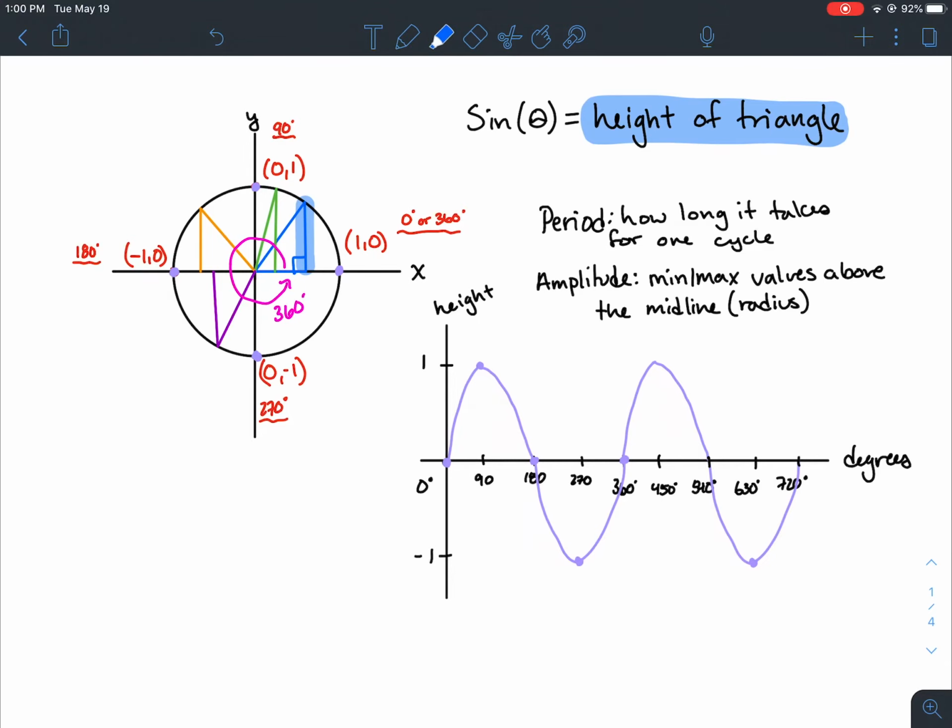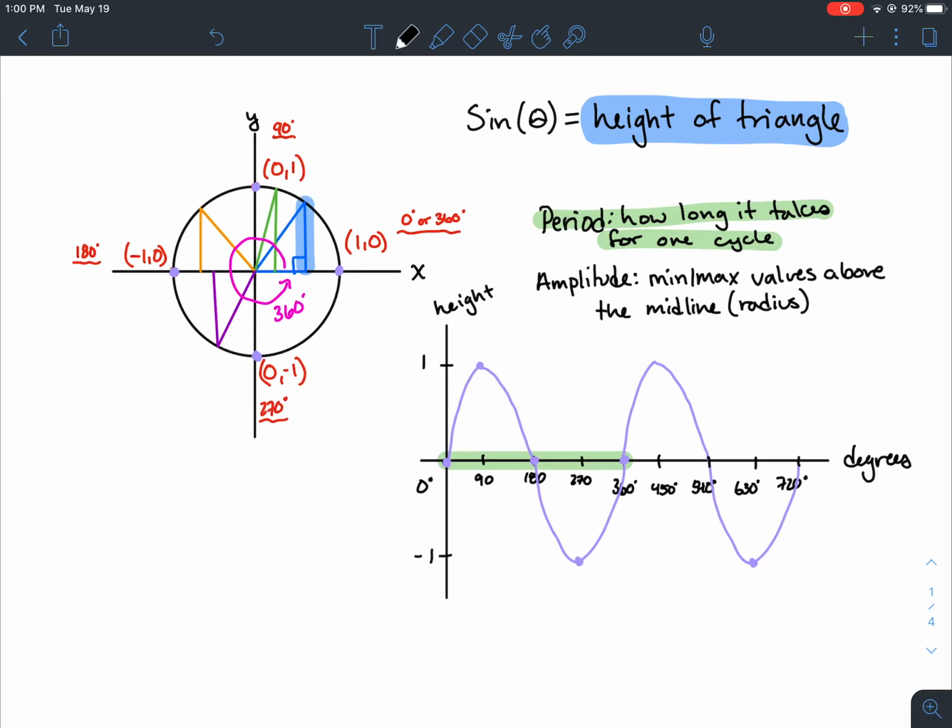Okay, so our period length is from 0 to 360. That's one full cycle, because then it starts to restart itself, okay? Then we would have another cycle here. So that would be 2 full cycles, or 2 periods that go there.